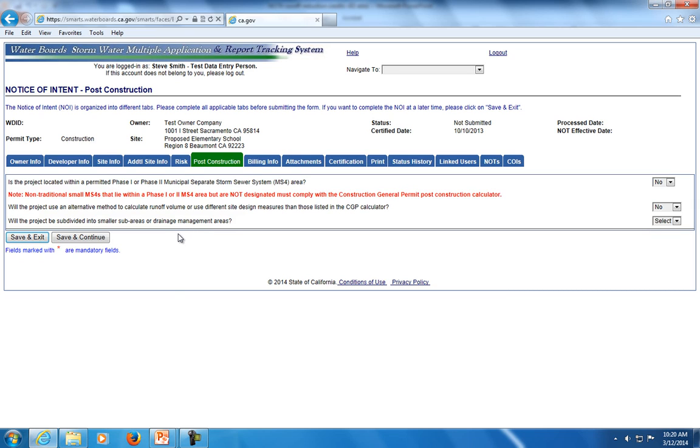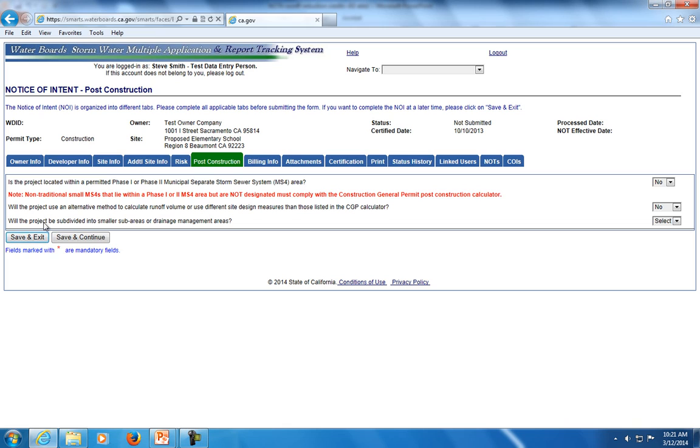The next question it's going to ask you is, will the project use an alternative method to calculate runoff volume? I'll explain the background, the calculations and the runoff prediction methodology used in the calculator in the next few slides. But suffice to say, you can use a different method to demonstrate compliance with this water balance standard if you want to. It's also asking if you're going to use different design measures than the 9 that I mentioned on that list before. In this case, just for example, we're going to say no, because we want to work through the calculator and show you what the different credits are and how they work.